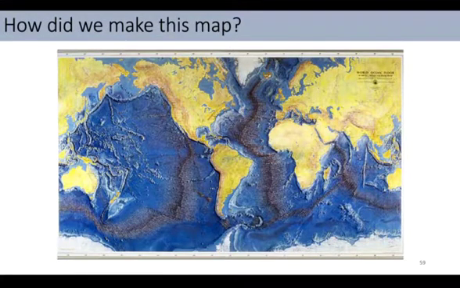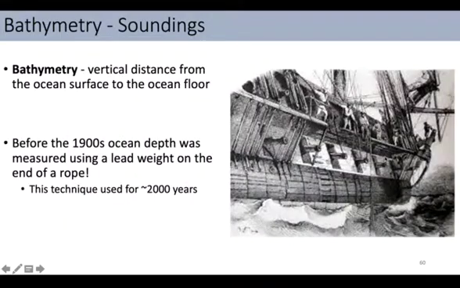So the next part of lecture will be looking at the ocean floor. So what does the ocean floor look like, and how do we know? So the question is, how did we make a map like this? How do we know what the ocean floor looks like? Because you can't see it when you're looking at it from above. So for the study of the ocean floor, we use the term bathymetry. Bathymetry is the distance from the surface of the ocean to the ocean floor. So it's essentially the topography of the bottom of the ocean.